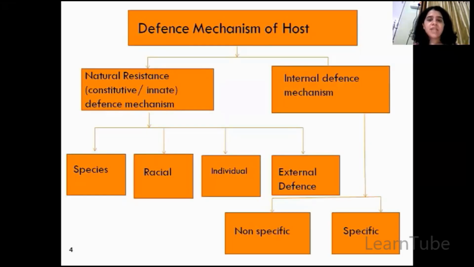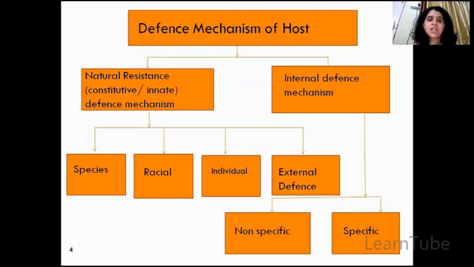Now, what are the defense mechanisms of the host? These defense mechanisms can be classified into two groups. First is the natural resistance, which is also called constitutive or innate resistance, and the other is the internal defense mechanism. Now, this natural resistance is further classified into four classes: species, racial, individual, and external defense.